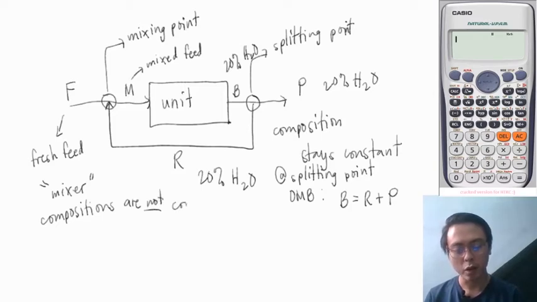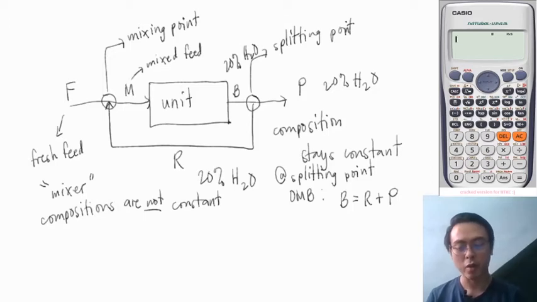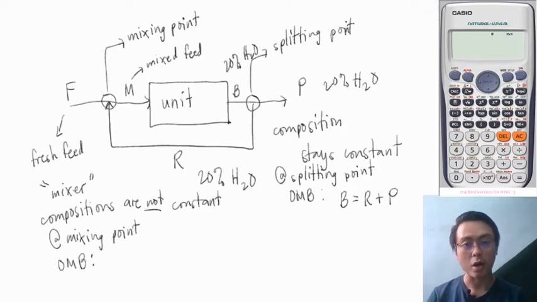And therefore, for you to be able to know the compositions of the mixed feed or the recycle stream or the feed, you must perform material balance on the mixer itself or on the mixing point itself. We can have another balance here at the mixing point. Your OMB would be, your inputs are feed and recycle, and your output is the mixed feed.